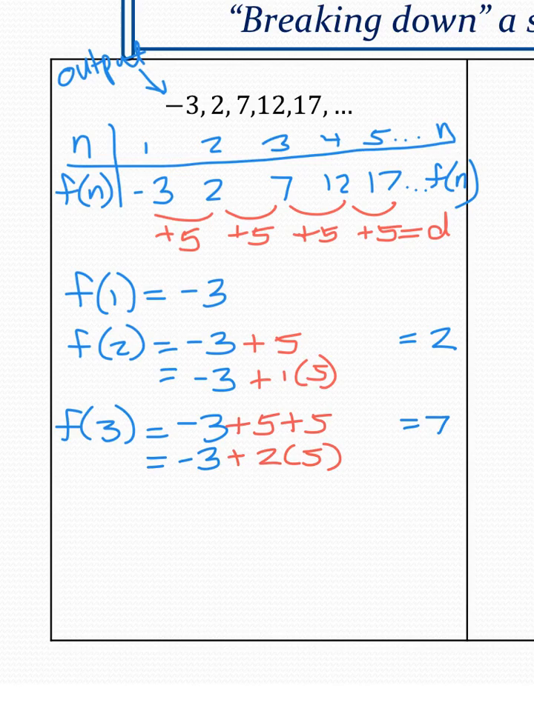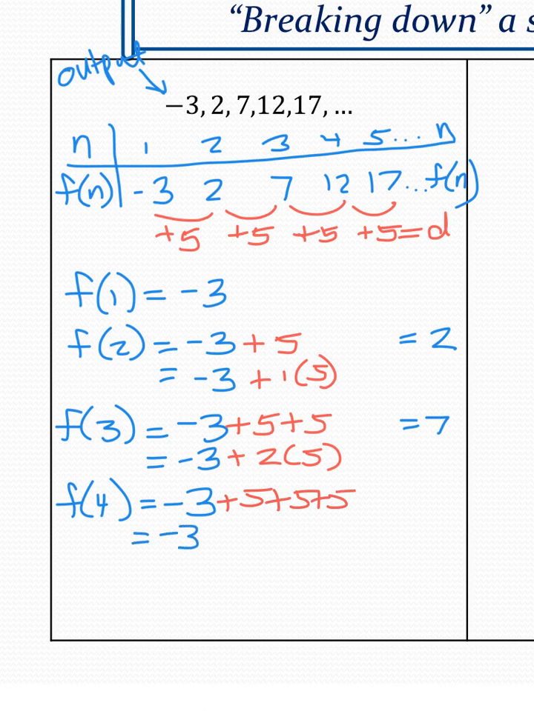f of 4. Whoopsie, somehow my color changed. f of 4: we're starting out with our -3, and now we're adding three 5s. So I will write 1, 2, 3. I'm going to represent 5 plus 5 plus 5 as 3 times 5. And finally, f of 5. We're starting with the -3, and we're adding four 5s.